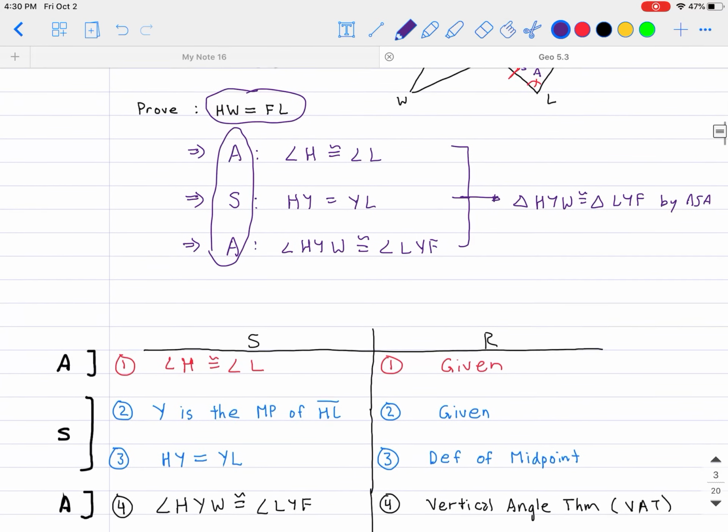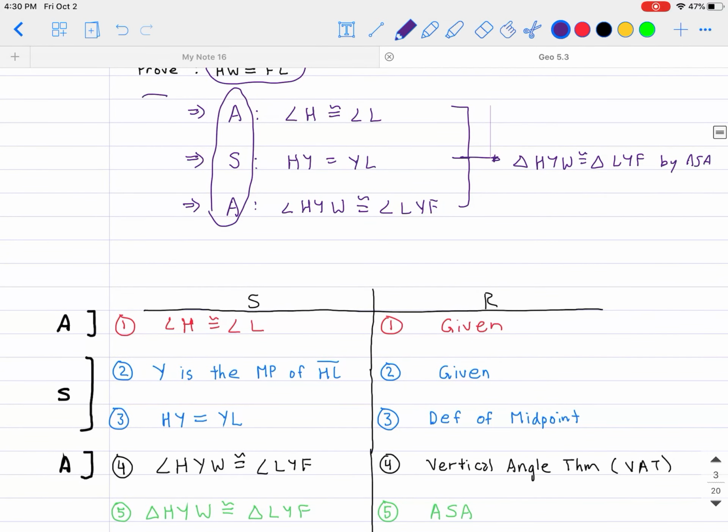All right, so let's see how the proof actually works out in this case. Here you notice that, yes, I wrote out a skeleton or a guideline for it, and here is going to be my proof underneath. So first, we're going to go ahead and prove the first A, which is to show that H is congruent to L.